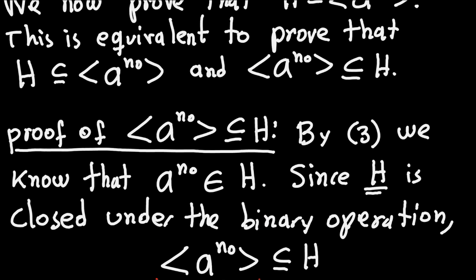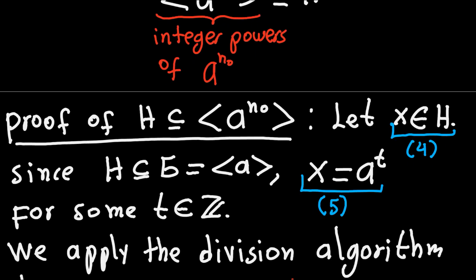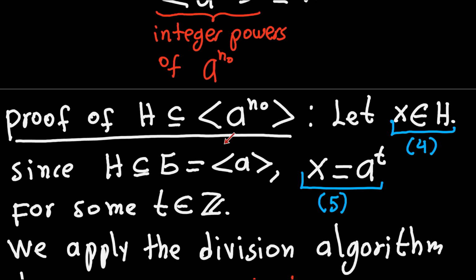The harder inclusion will be this one, to prove that H is included in this set here. So let's do that proof now. So let's prove that H is included in this set. Now, how do you prove inclusion? The standard way to prove inclusion is that you take an element here, and then you have to prove that that element is here.